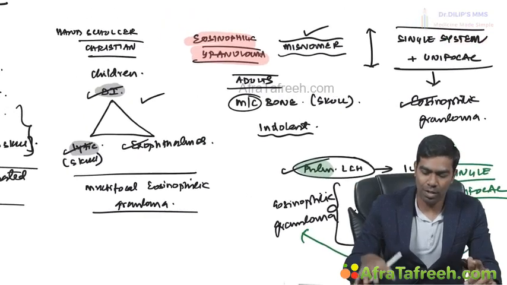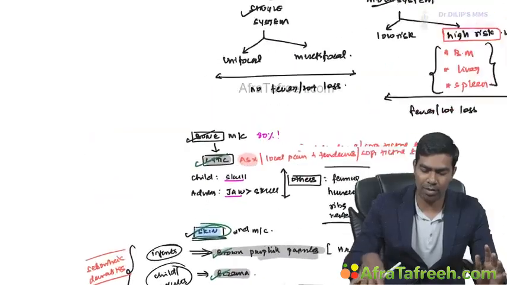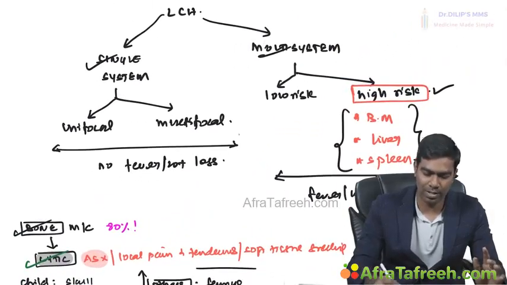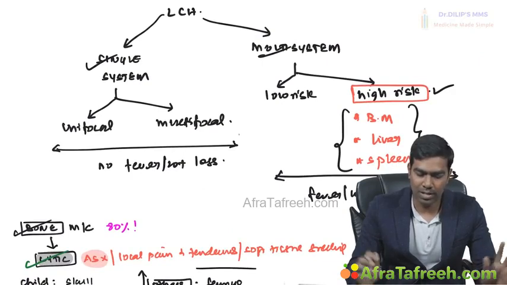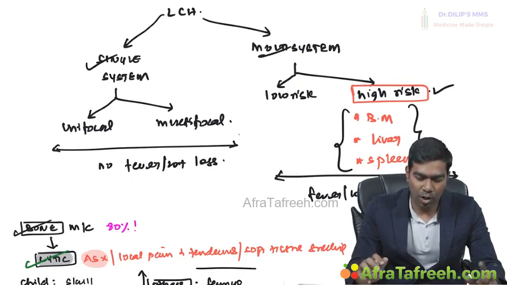That's all. Remember very carefully, Letterer-Siwe disease, Hand-Schüller-Christian disease and this eosinophilic granuloma, all these things are not currently in use. Just for the exam's sake I've told you all these things, but the only thing you have to know as per the current classification is this single system or multi-system involvement.